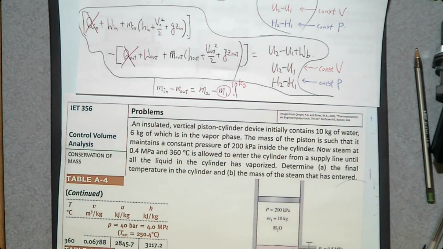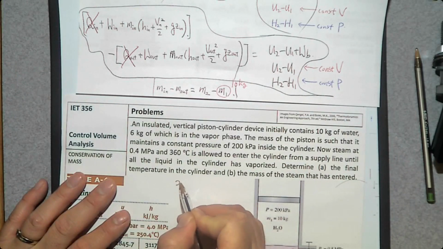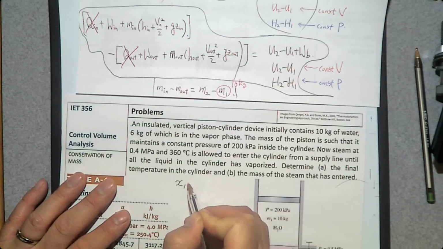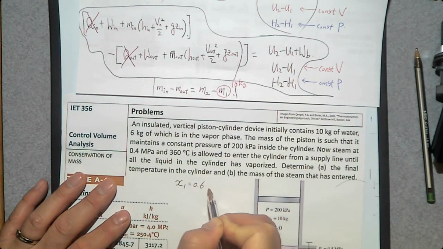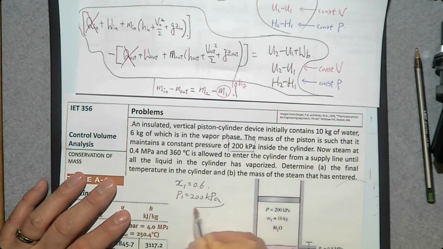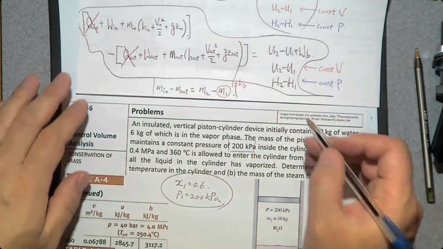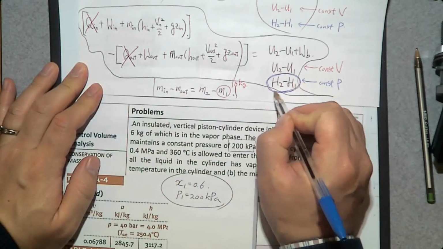What is the quality X? 0.6. So quality X at the initial state is 0.6. What is the pressure? 200. P1 is 200 kilopascal. Oh wait, it says it maintains a constant pressure, so it's a constant pressure process. The right-hand side should be H2 minus H1.